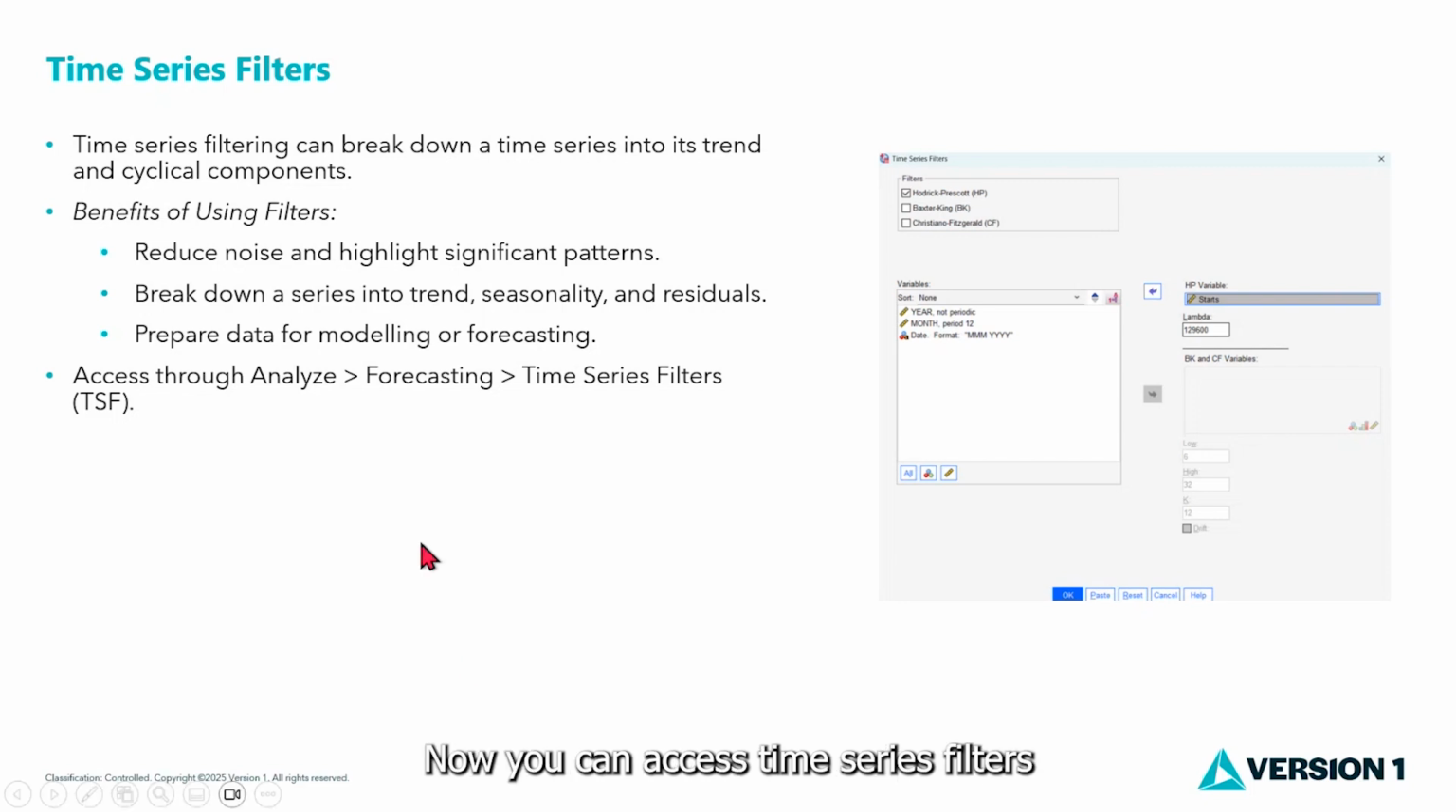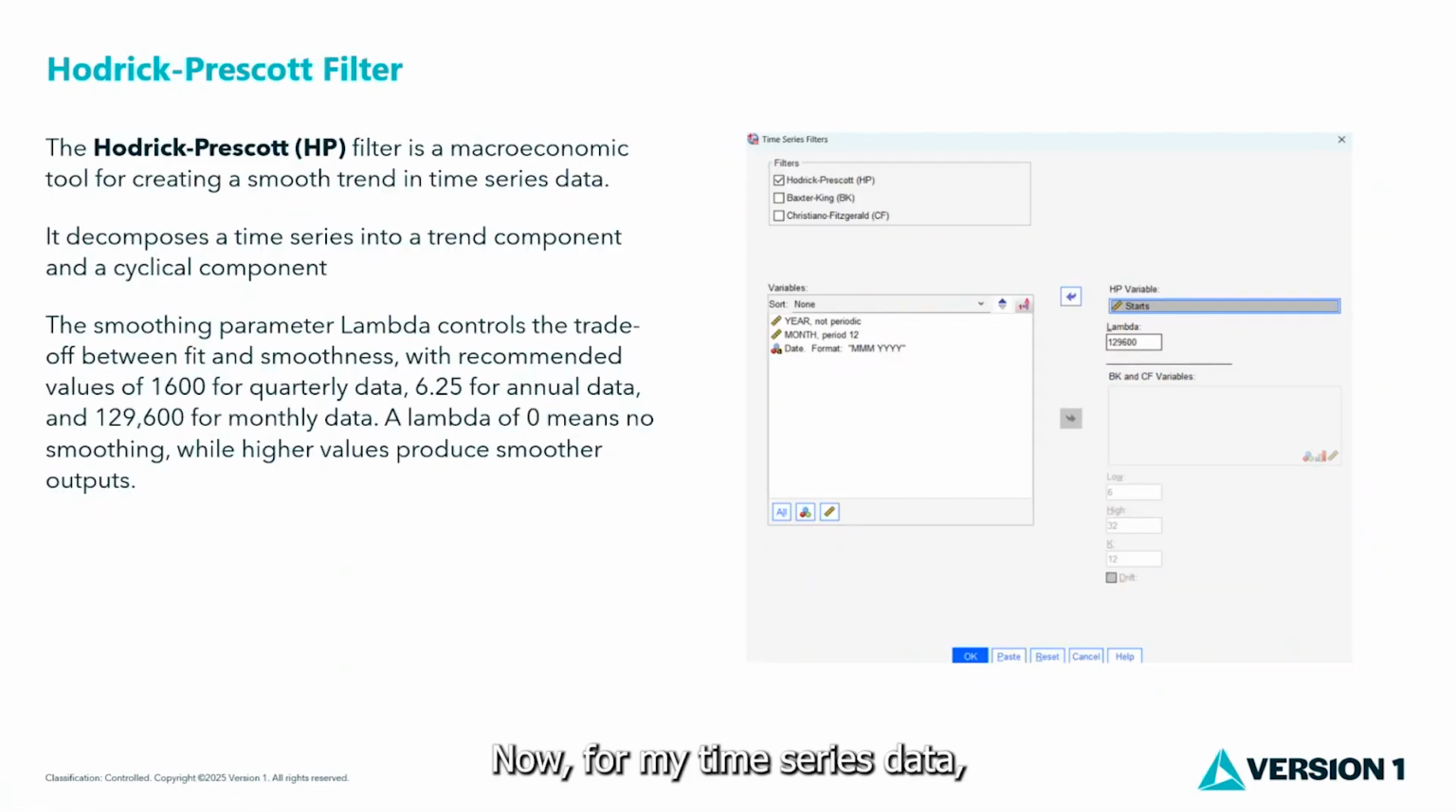Now you can access time series filters by going to the Analyze menu, selecting Forecasting, and selecting Time Series Filters. Now for my time series data, I'm going to apply a filter. I'm going to apply the Hodrick-Prescott filter, and this is a macroeconomic tool for creating a smooth trend in time series data. It will decompose the time series into a trend component and a cyclical component. It has a smoothing parameter, lambda, and this will control the trade-off between fit and smoothness, and you can see the recommended values for quarterly data, annual data, and monthly data.